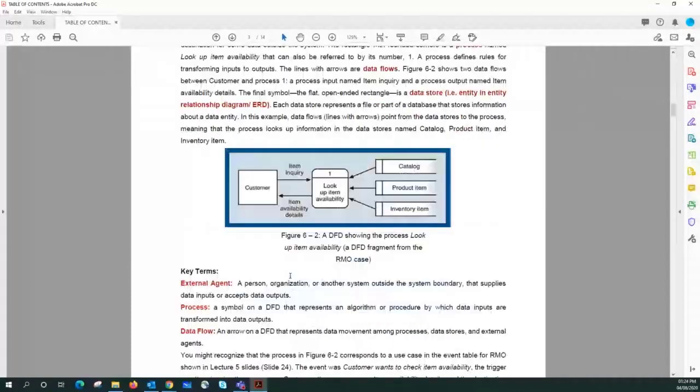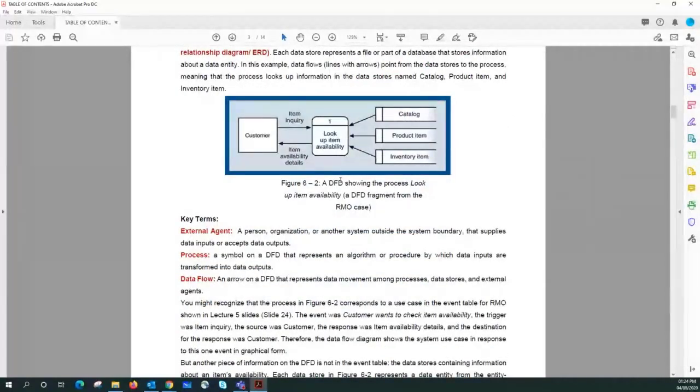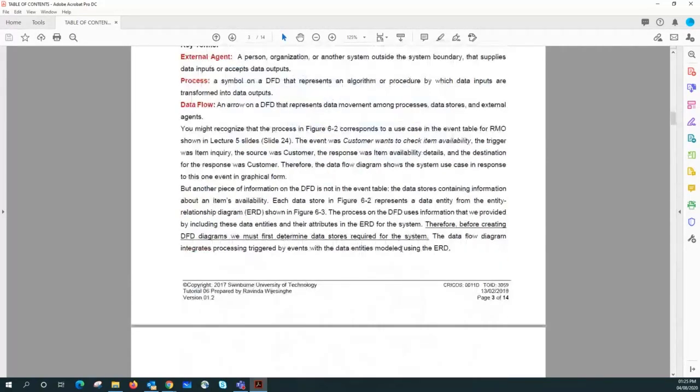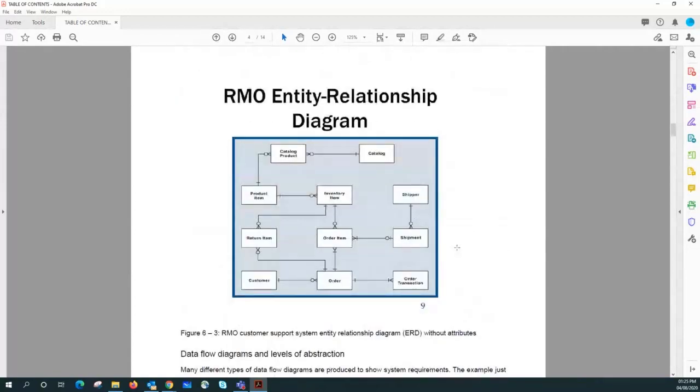This is an example of a fragment. Remember, fragments are very important, because when you design data flow diagrams, it starts with your event table. So you need to make sure that your event table is okay, because if the event table is not quite good, then you may find faulty diagrams in your data flow diagrams as well.